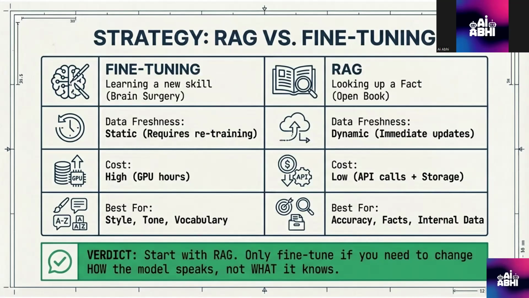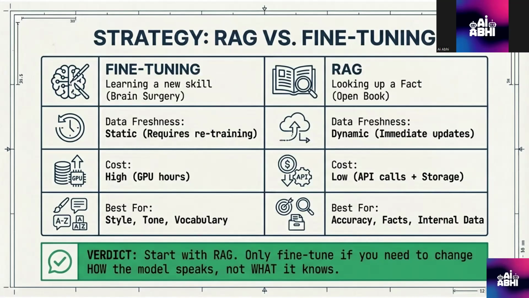Next comes setup time. For RAG, it takes hours to days, but for fine tuning, it takes days to weeks. And RAG is best for Q&A, search, support docs, etc. But fine tuning is generally used for style, tone, and domain specific behavior.